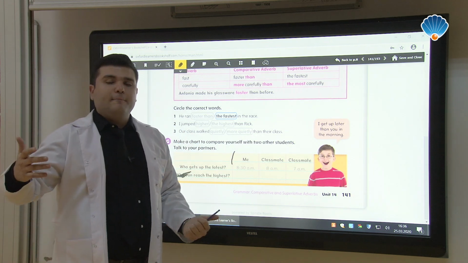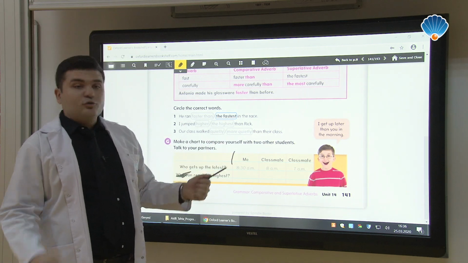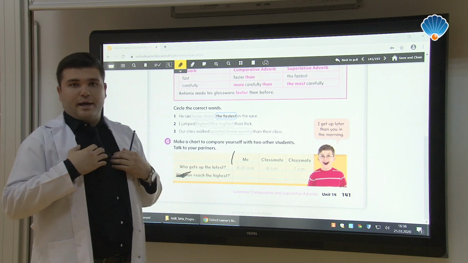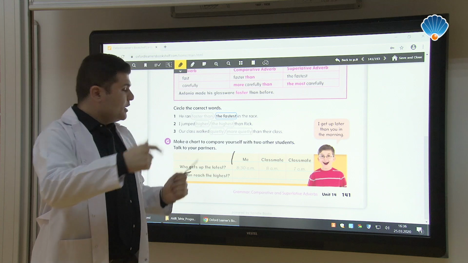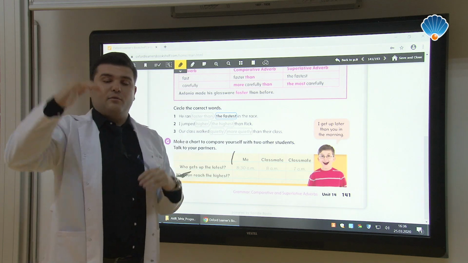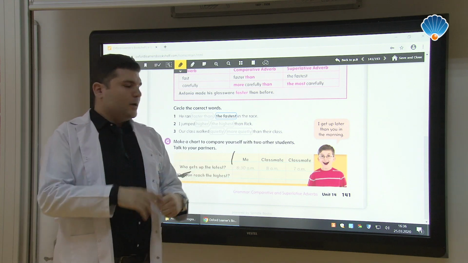What's the answer here? Of course, it is higher, because we have 2 people here. The first one is I jumped, and we have Rick, than Rick. So I jumped higher than Rick. What is higher? It's actually higher and higher. So I can jump higher than Rick. So this is the answer.